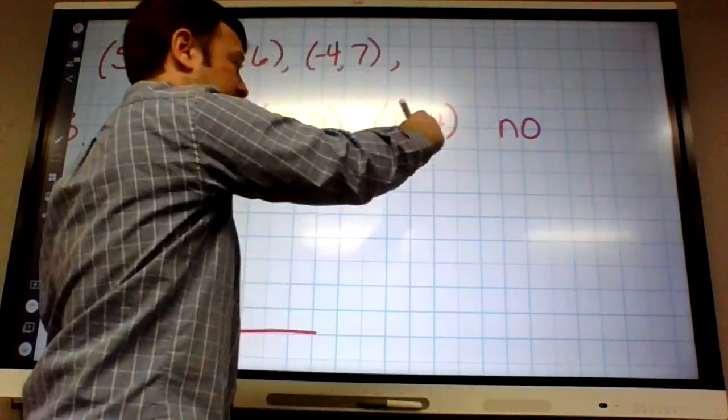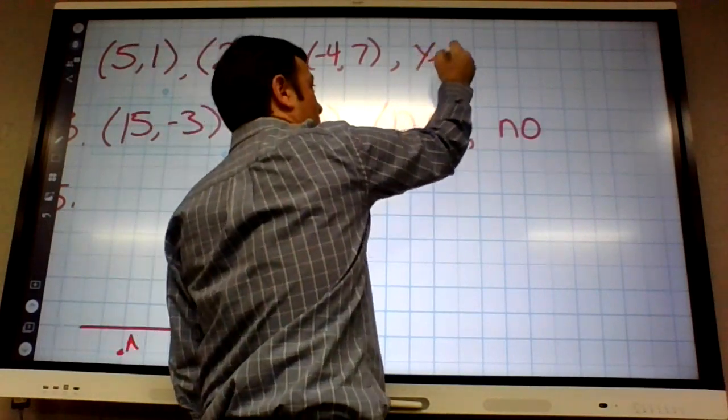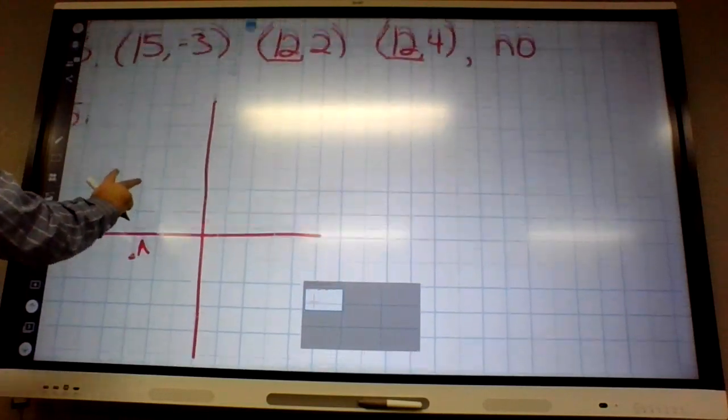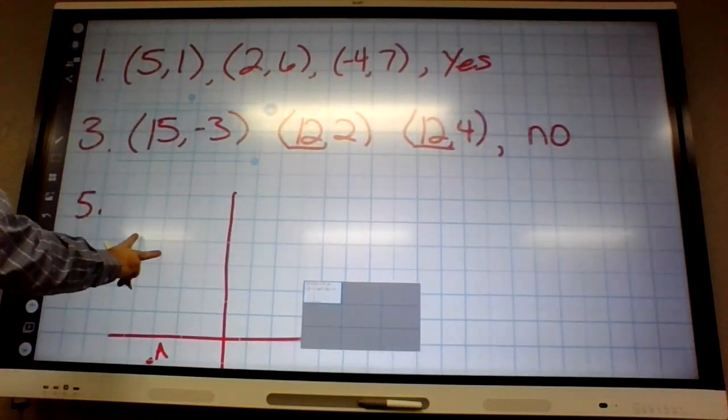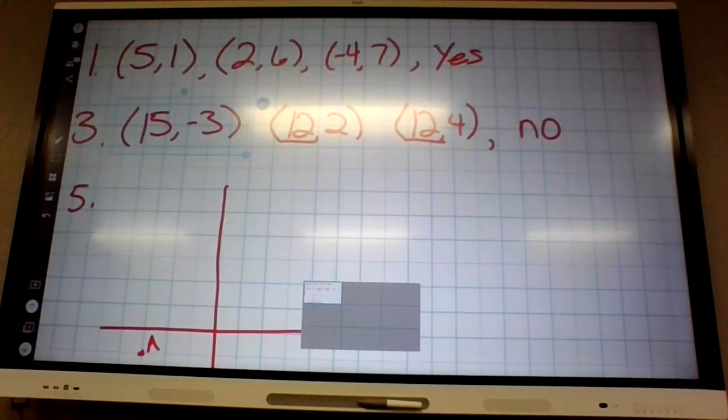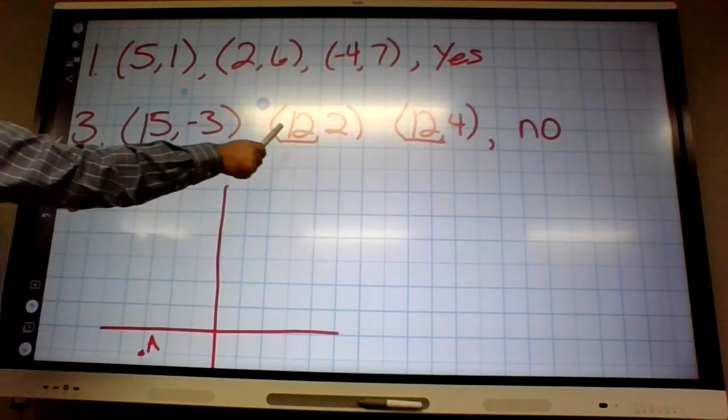Is number 1 a function? Yes. Put yes or no. So it's a function if the x's are different. If the x's are unique, yeah, it's good. But if they repeat, like on number 3.